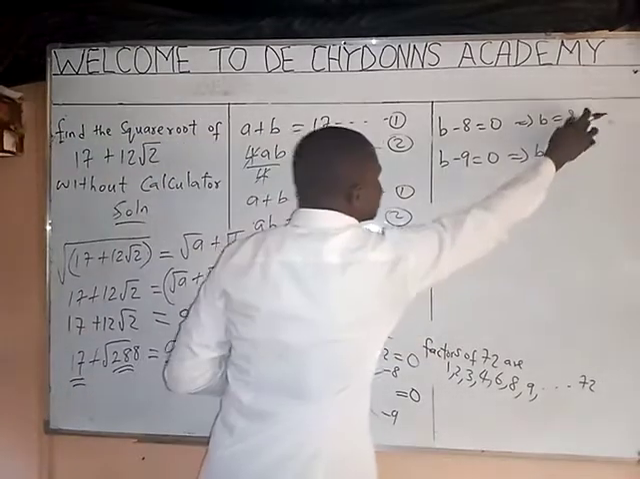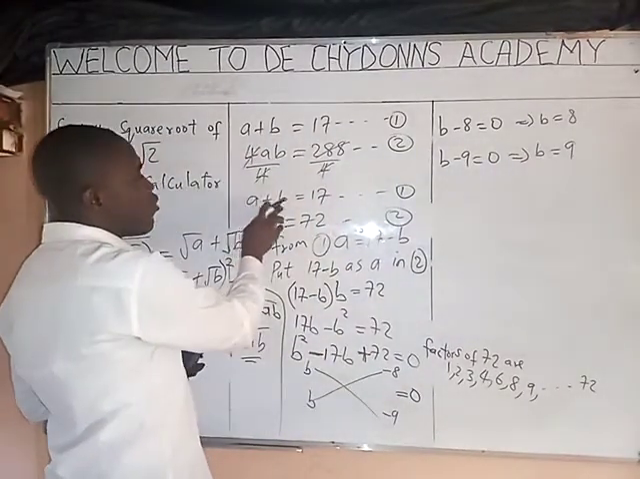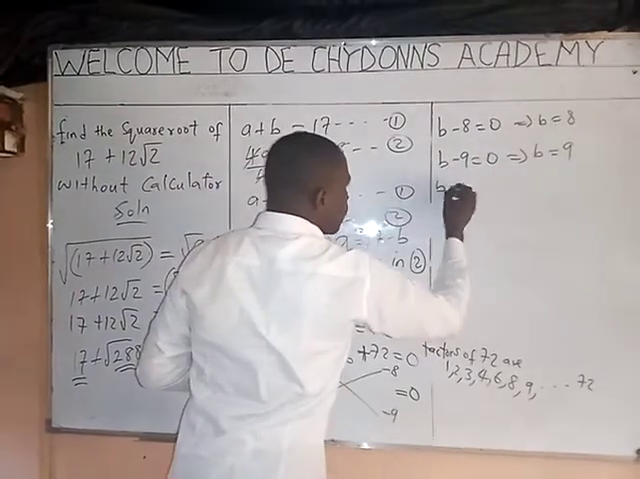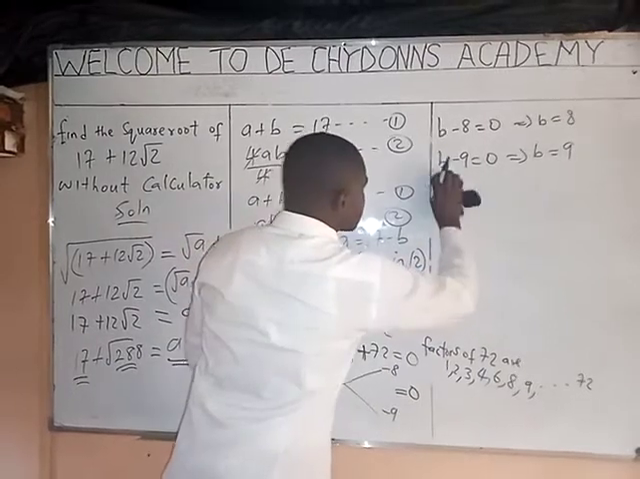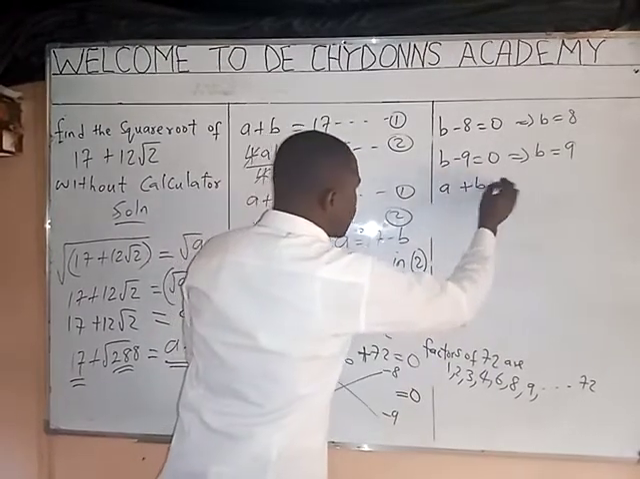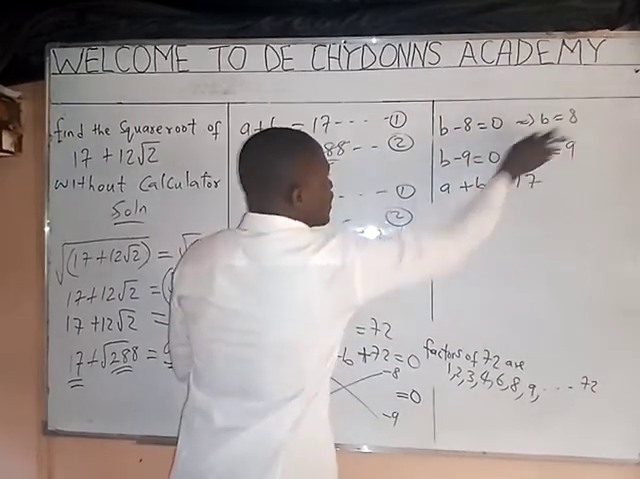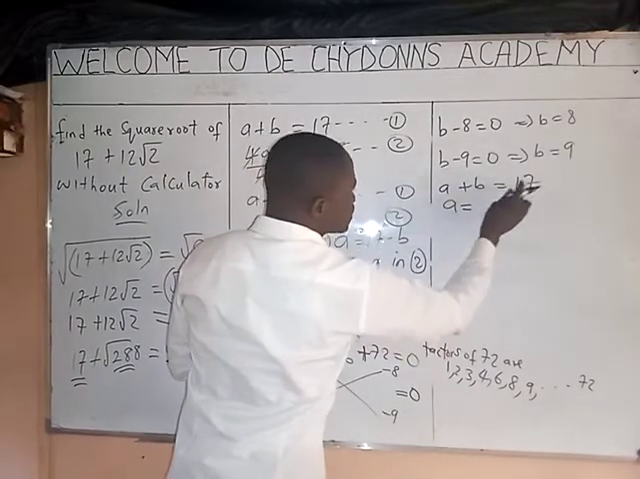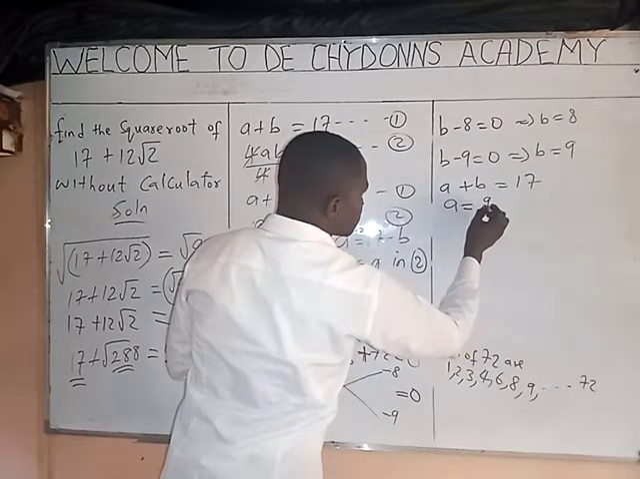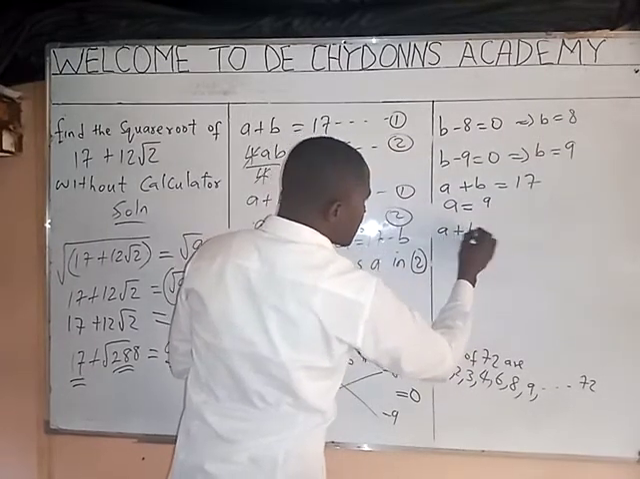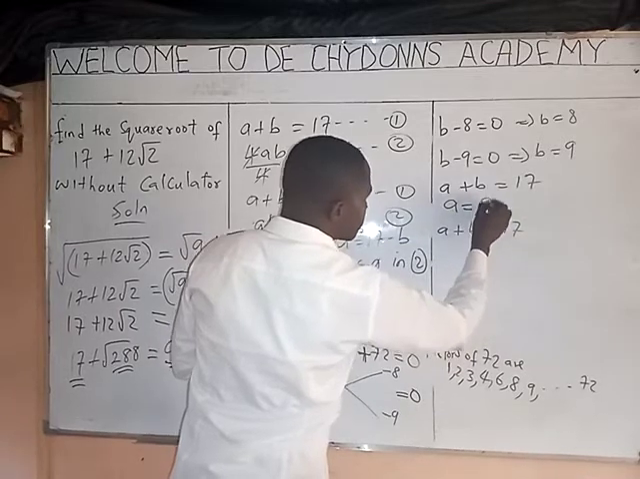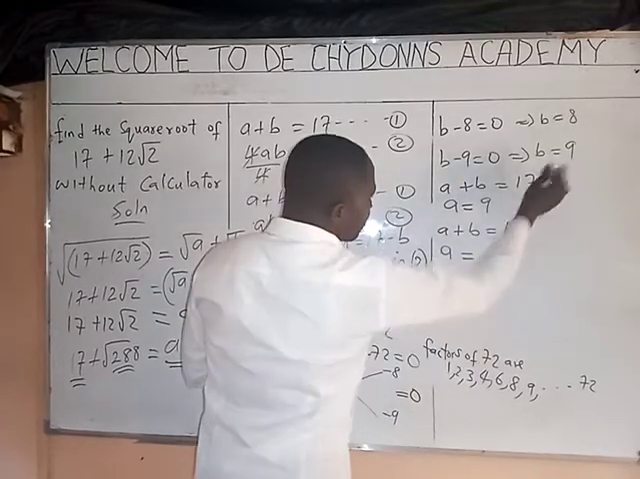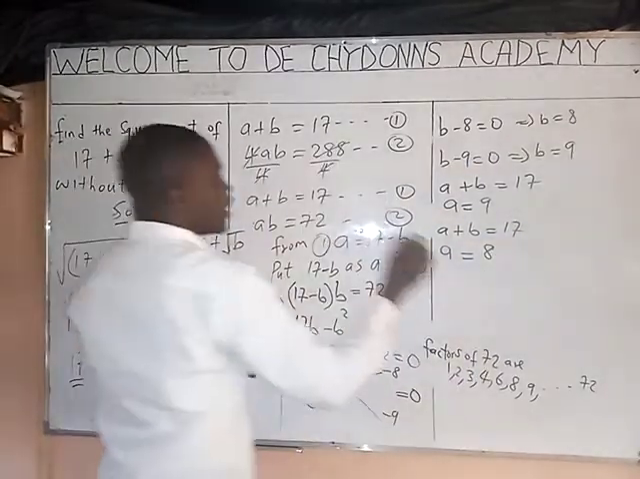Since you have 2 answers as values of b, it means that your a will also be in 2s. So for b equal to 8, from a plus b equal to 17, it means that a will be equal to 17 minus 8, 9. Then from a plus b again equal to 17, if b equal to 9, it will also tell you that a equal to what? 17 minus 9, 8.